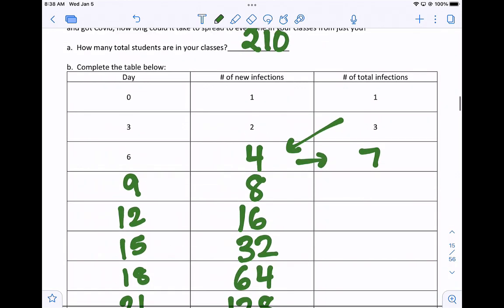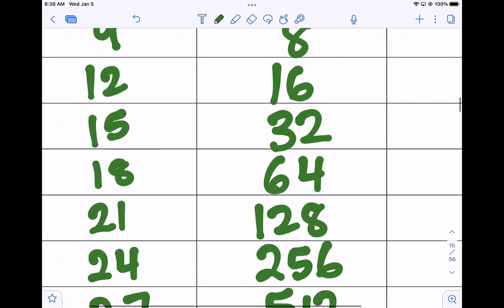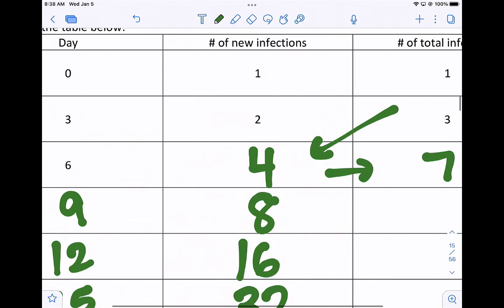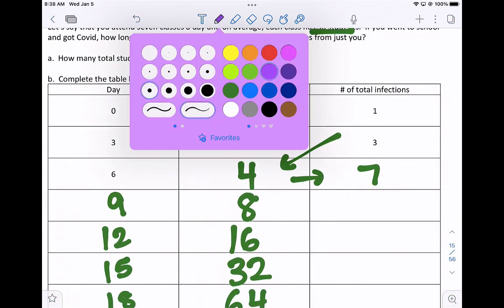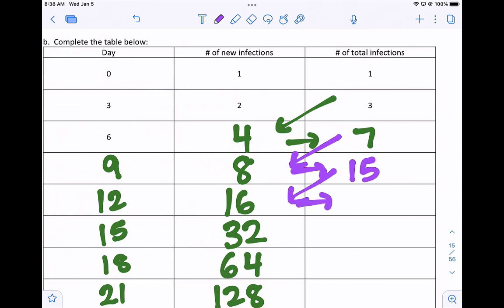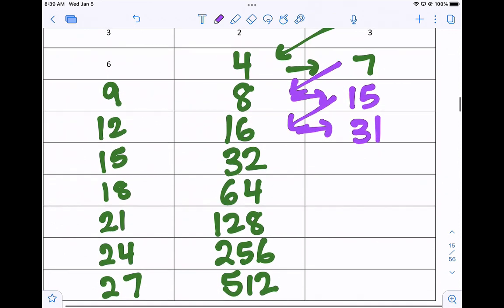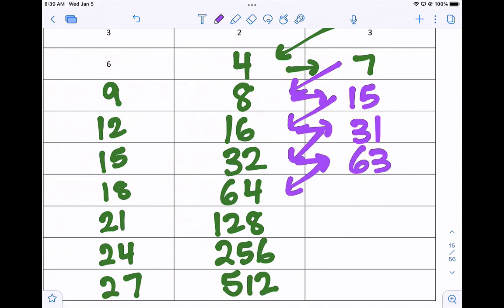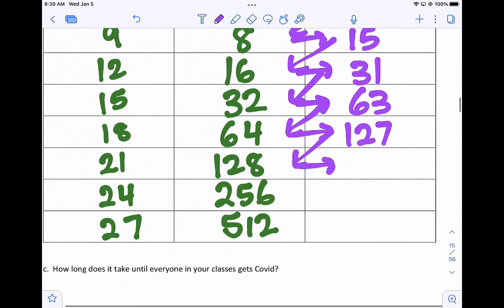Okay, and then total number, so these are just the number of new infections every 3 days. But then if we add it to the people that were already infected, 7 plus 8 is 15, 15 plus 16 is 31, 31 plus 32 is 63, and we keep adding these together, and we'll start to look for patterns here.